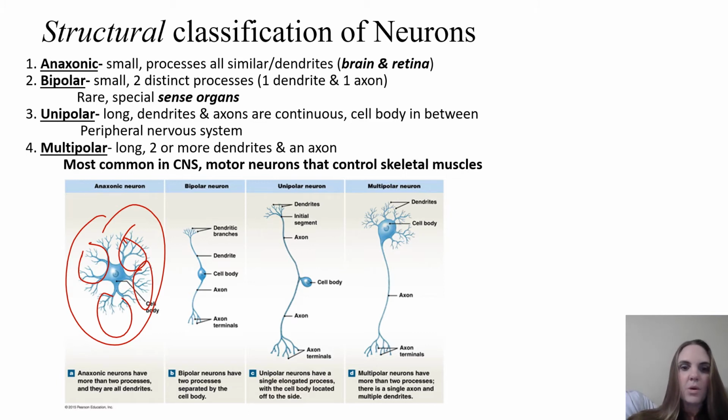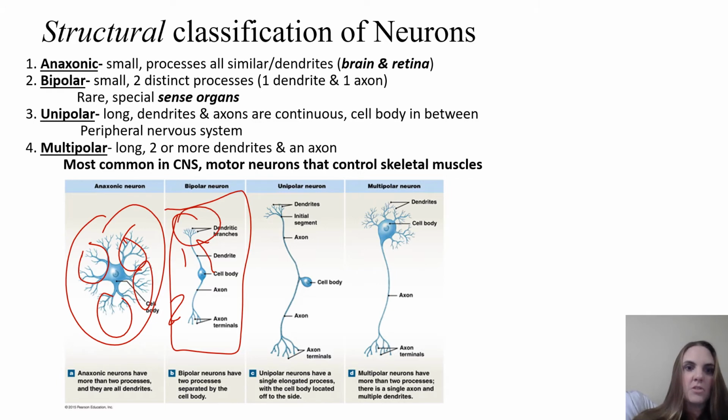Then we have bipolar neurons, which means we have two processes coming off of the cell body. So we have 1, 2. And one of those processes is a long process with dendrites on the end, and the other process is an axon with an axon terminal. And those bipolar neurons are fairly rare, and they're found in special sense organs such as the eyes, the nose, and the ears. Then we have unipolar neurons.